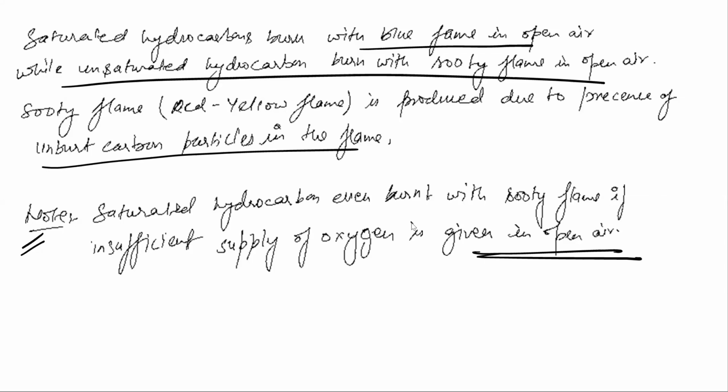Just tell me, is there any example from your daily life where you can see that saturated hydrocarbons can burn with sooty flame? Sir, our kitchen stove has a blue flame. Yeah, it burns with blue flame, but sometimes it starts blackening the utensils. Sometimes. Why does it start doing this?